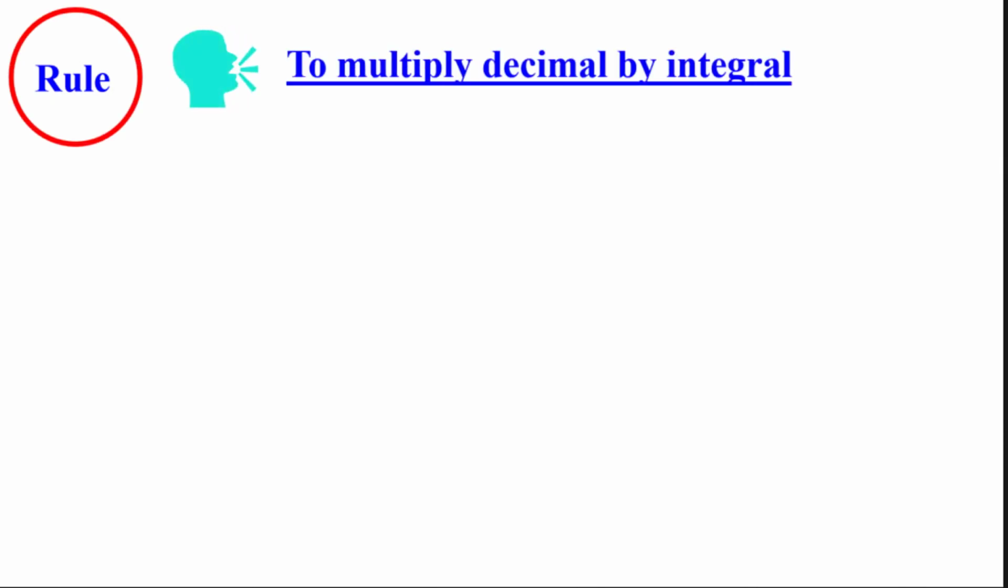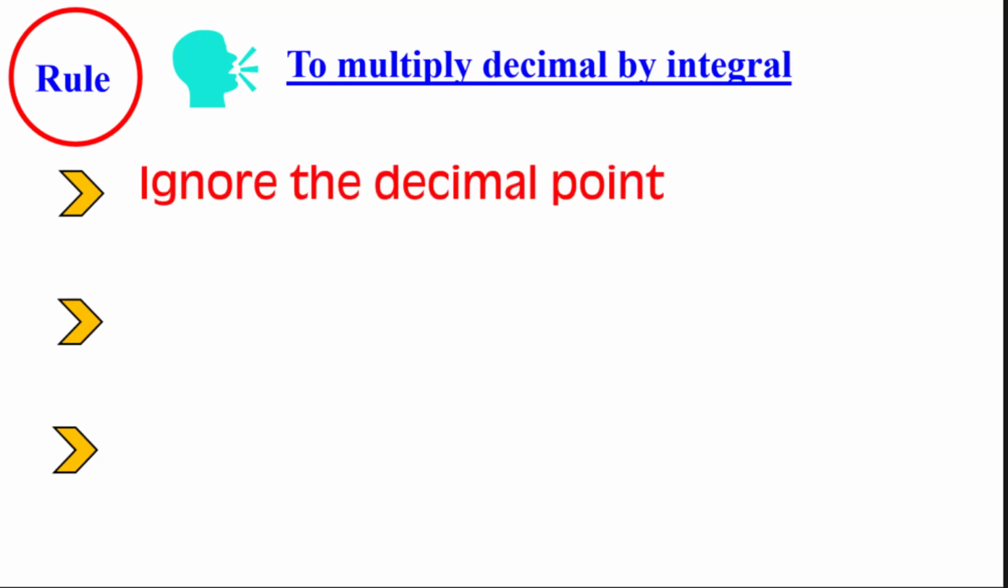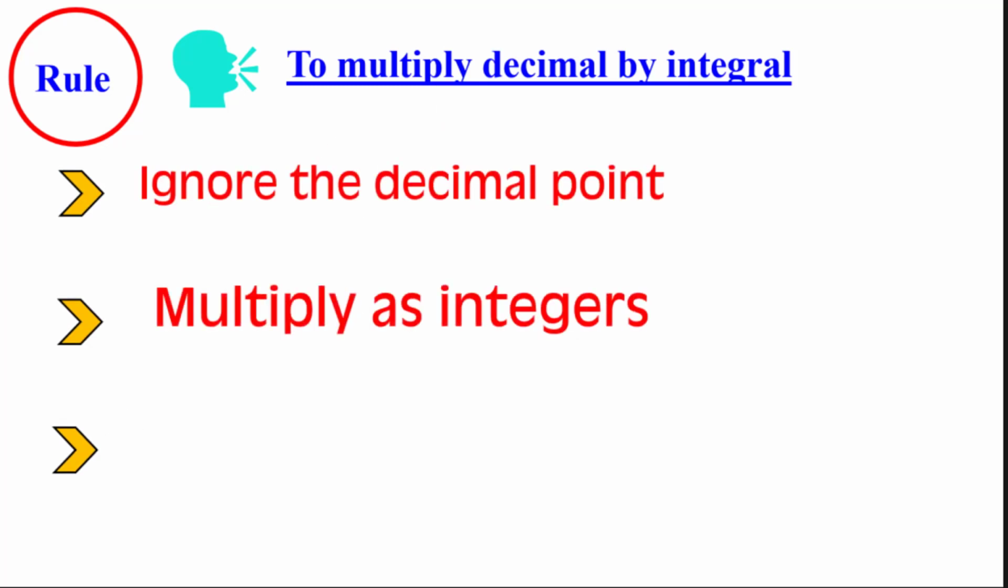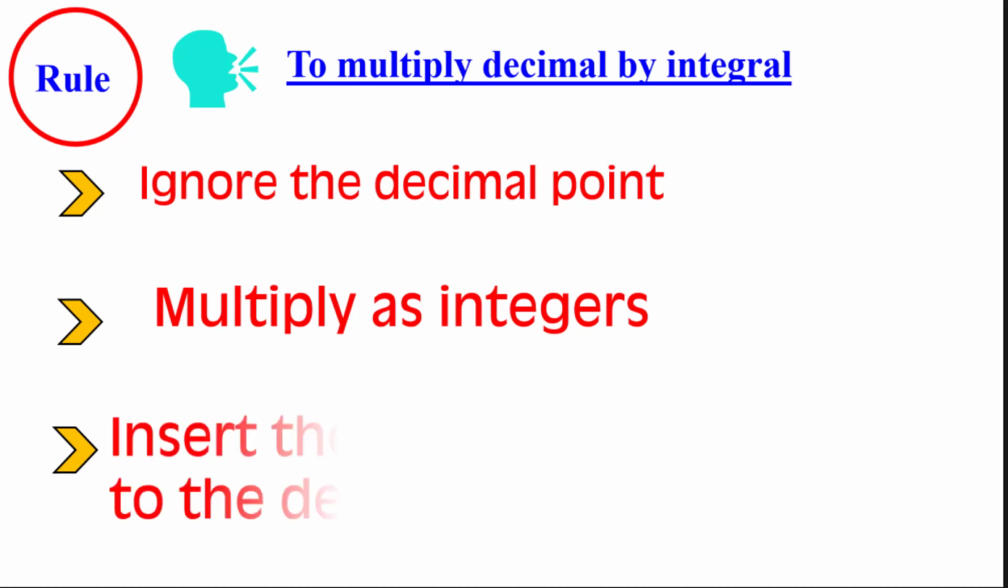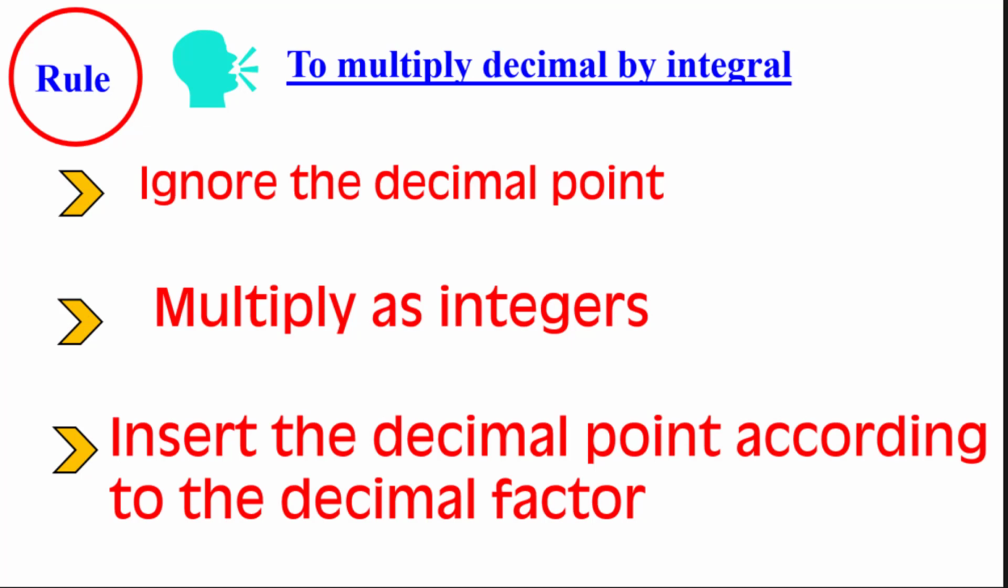Now we can deduce the rule to multiply a decimal by integral. The first step is what? Ignore the decimal point. The second step is what? Multiply as integers, as we studied before in grade 4. The third step is what? Insert the decimal point according to the decimal factor. So don't forget the 3 steps.